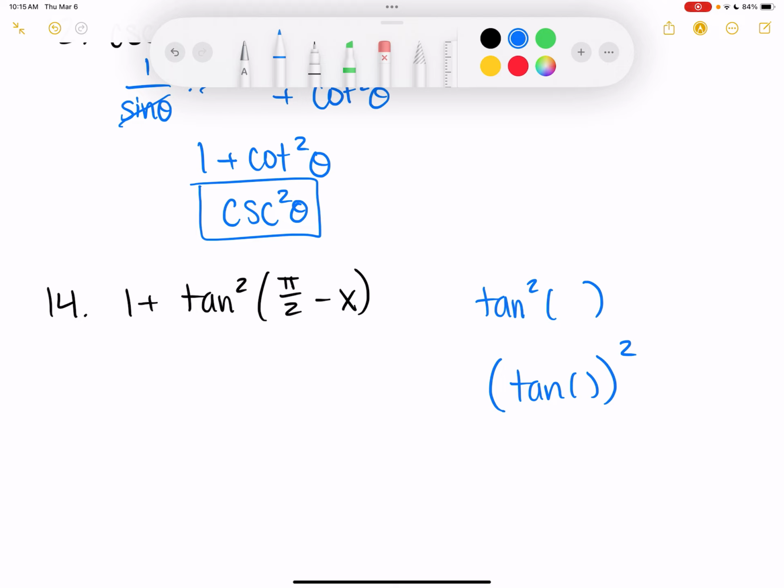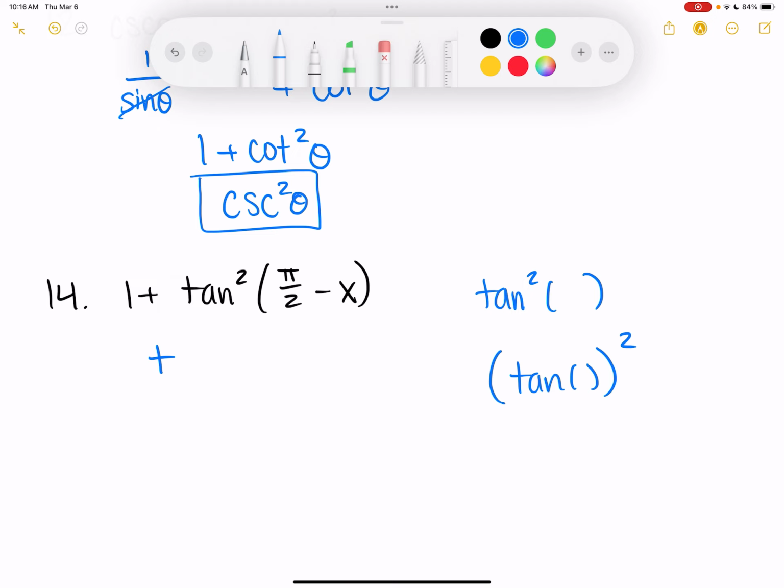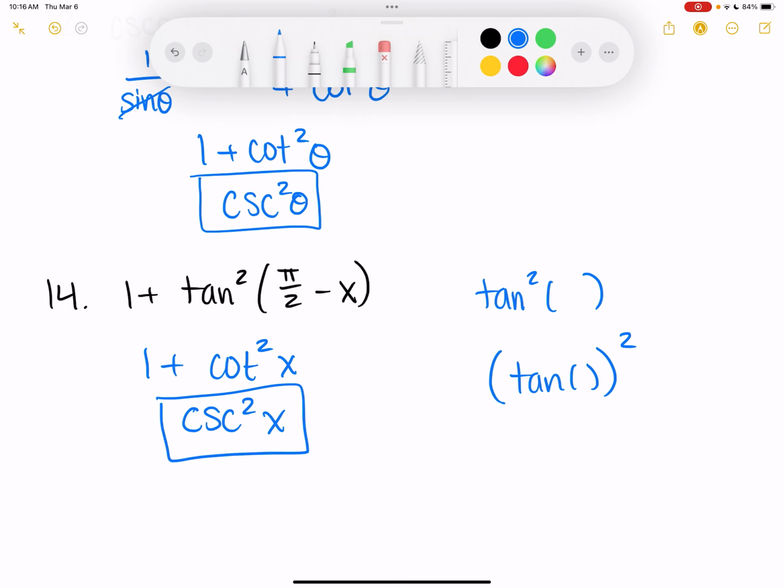What is the tangent of pi over 2 minus x? Should be in your list. Oh, cotangent of theta. Okay, so in this case it'll be x. So 1 plus the cotangent, we keep the squared, of x. The tangent of pi over 2 minus x is cotangent of x. It was squared, so it stays squared. So what's 1 plus cotangent squared of x? Which identity? Yep, cosecant squared of x. So look, two totally different problems, but they got us to the same ending.